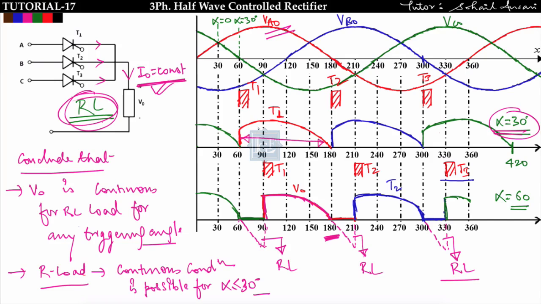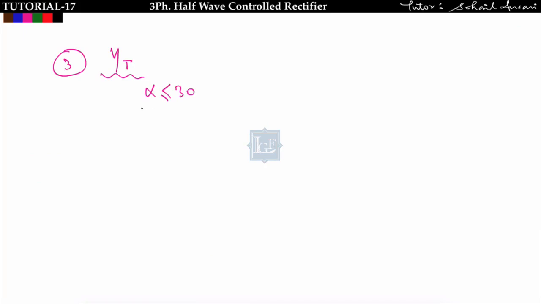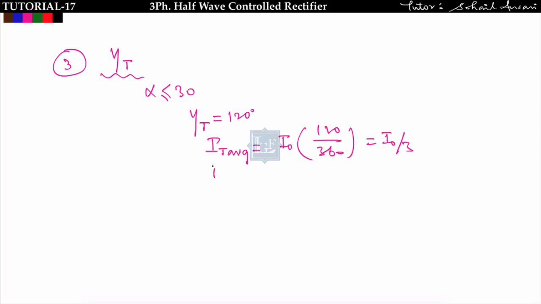In the third point, we will see the conduction angle of the thyristor. For alpha less than or equal to 30 degree, each thyristor is conducting for 120 degree of duration. So I can find IT average, that is equal to I naught times the conduction angle of thyristor upon the total time period, that is 360. You will get I naught by 3. Similarly, I can find IT RMS also, that is equal to I naught under root of conduction angle of thyristor upon 360, that is equal to I naught by root 3.